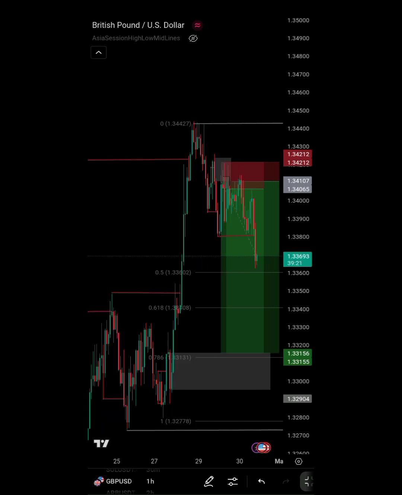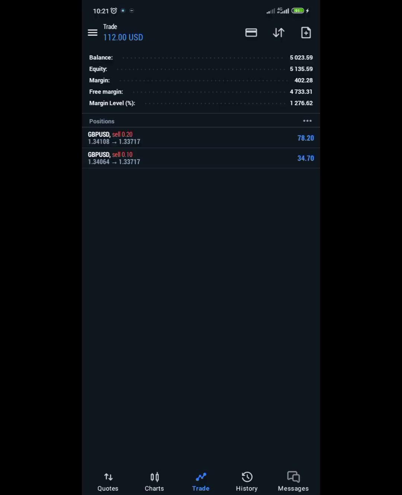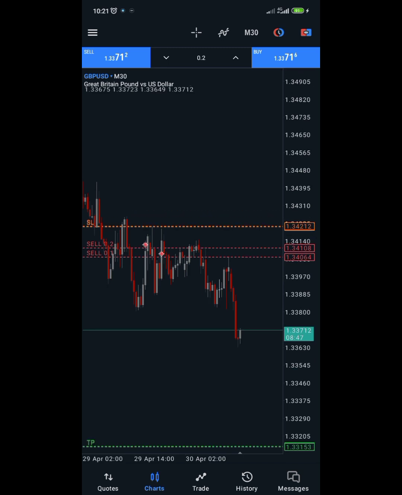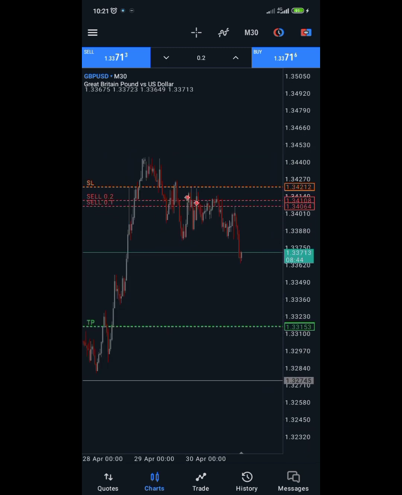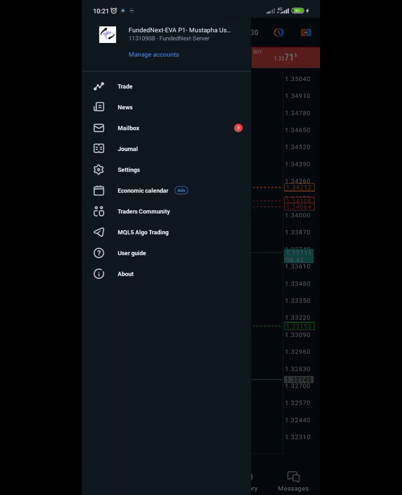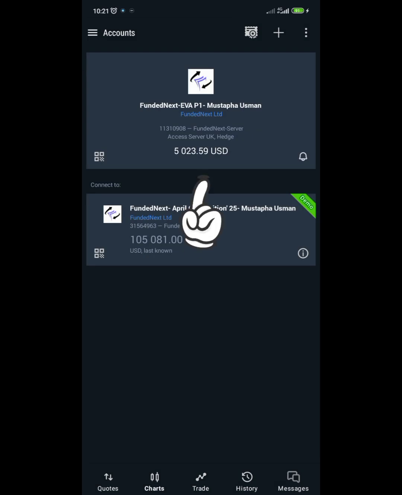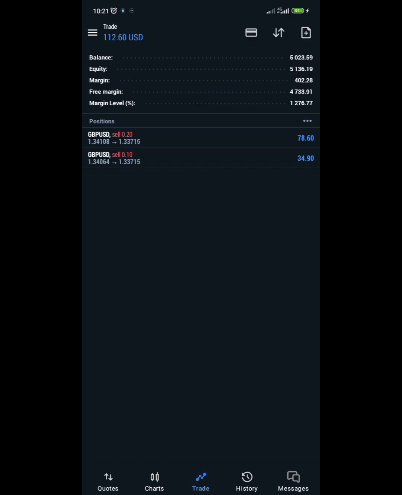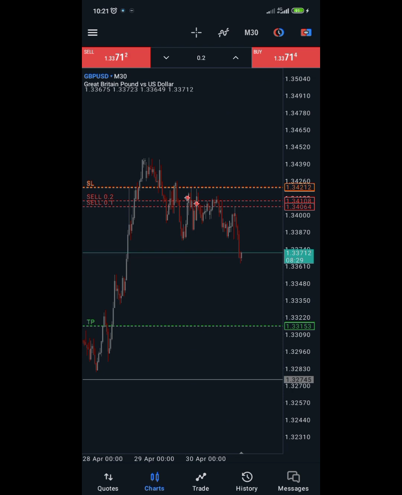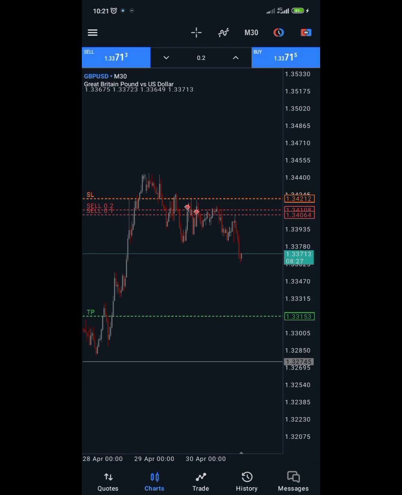So I had to make $400 to pass phase 1, right? And right now I'm already up 120 on both positions. You can see this is the trade. This is the trade idea. This is a live account. Check it out. Funded Next, this is my name. This is P1, that's phase 1. We're currently up 120. So let's set and forget, and let's see how it goes.